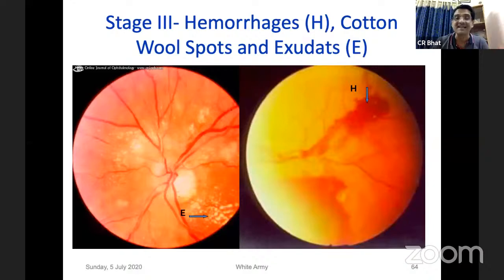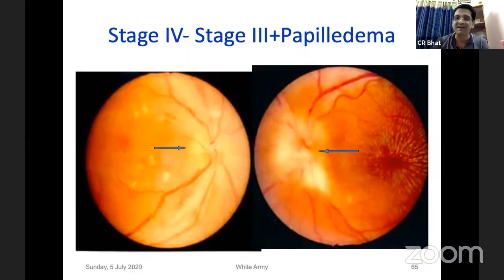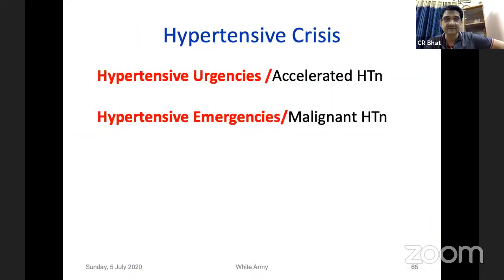And if it advances, it can lead to hemorrhage. It can lead to protein leak causing the exudation. And this is the reversible stage. And further, the patient may develop papilledema. Again, the eyesight may be lost, retinal detachment may be there, advanced things can develop. So there are different stages, and at bedside we can assess this complication very easily.